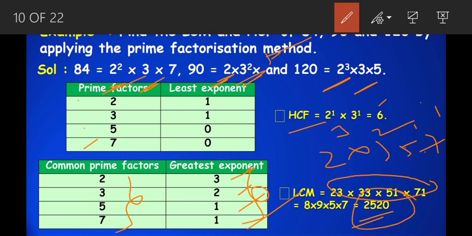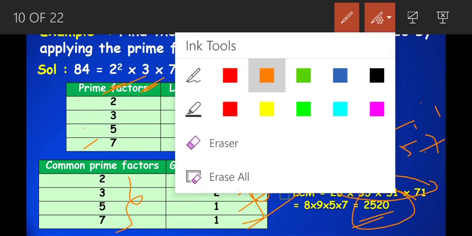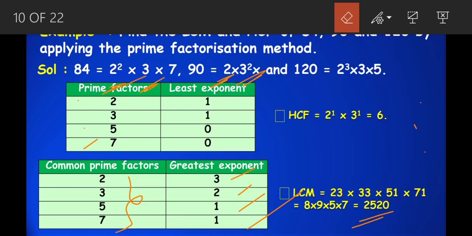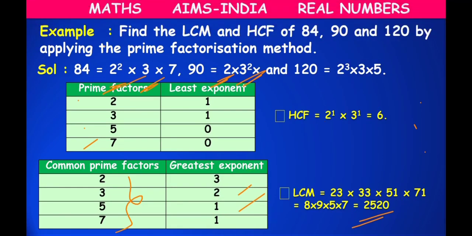2520. It will be the least common multiple of the given numbers. So like this, for given numbers, we can find out HCF by writing least exponents. We can find out LCM by writing greatest exponents, by the prime factorization method.